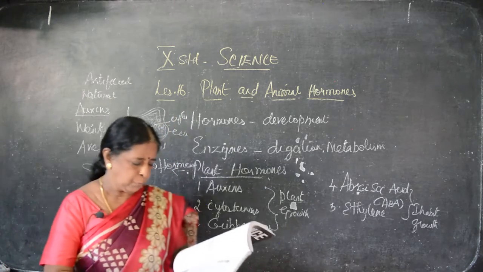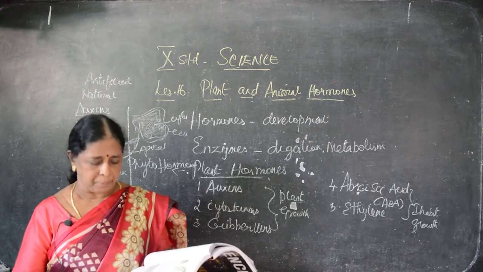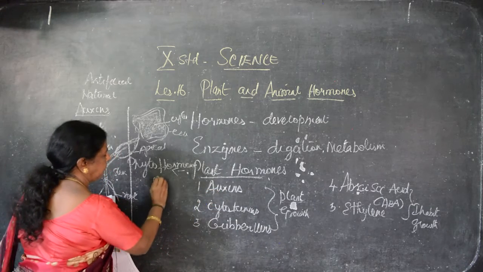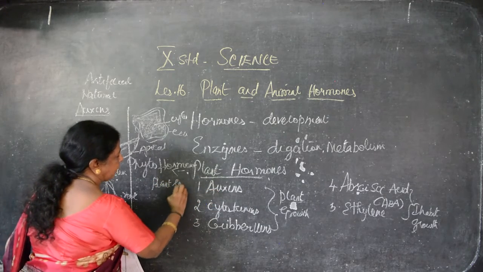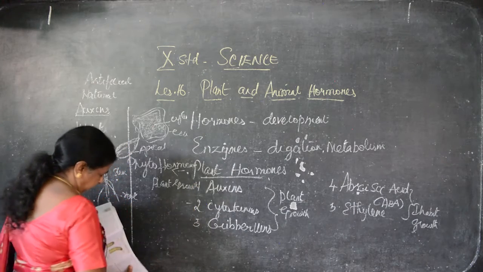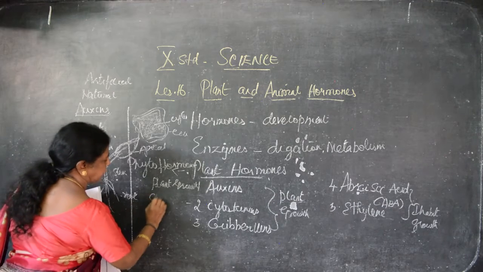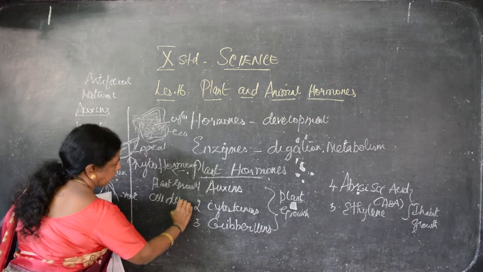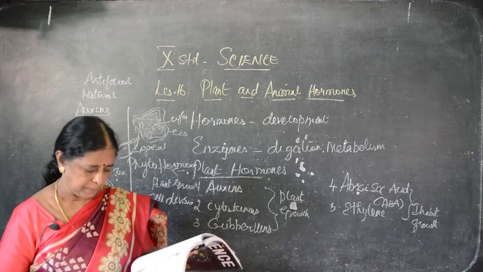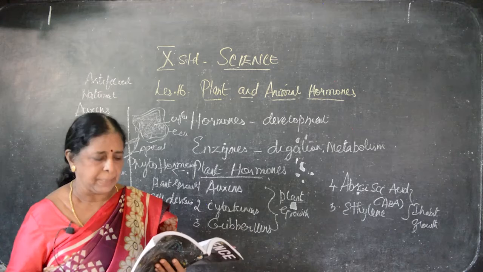Okay, we have to go to the next, cytokinins. They help promote cell division. First one, auxin, helps plant growth. That is a tip. Cytokinins help in cell division. So what are the physiological functions? They help in cell division.